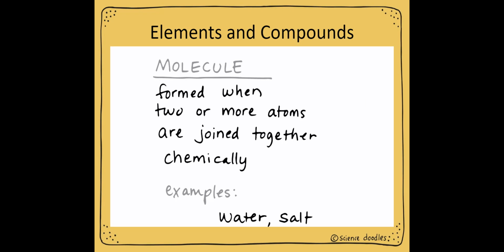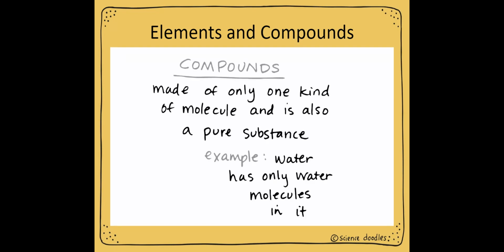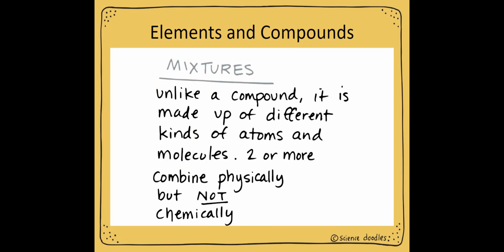Molecule, they are formed when two or more atoms are joined together chemically. Example of this is water and salt. Compounds are made of only one kind of molecule and is also a pure substance. So examples of this, water has only water molecules in it. It doesn't have salt molecules in it. It's only water. Mixtures, unlike a compound, is made up of different kinds of atoms and molecules. Two or more combined physically, but not chemically.